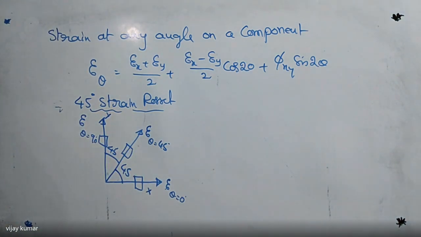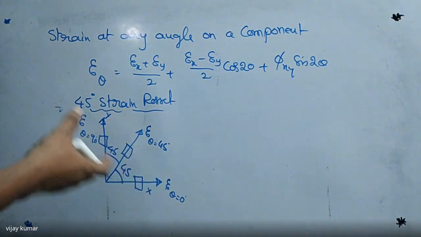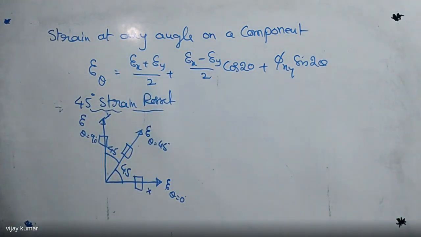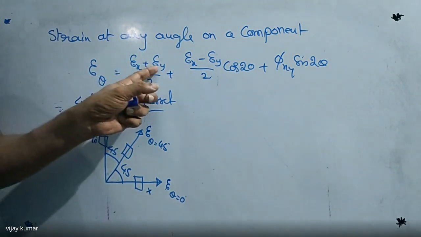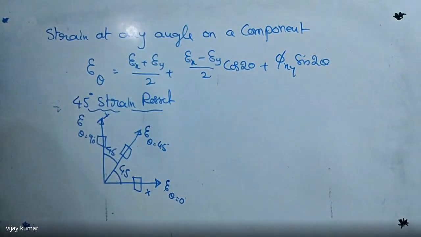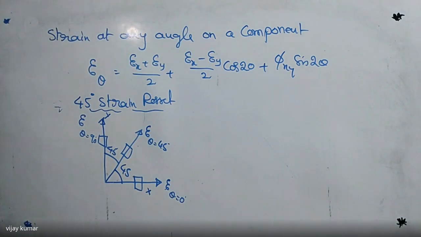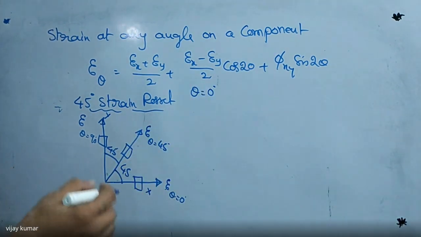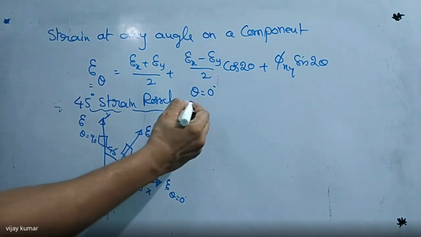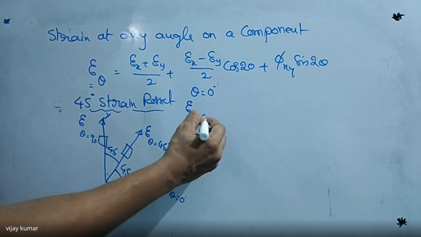So now listen carefully. I'm going to substitute those values. What are the values we are going to calculate here now? First of all, I want to find epsilon x, epsilon y, and phi xy also. Phi xy is equal to gamma xy by 2. Listen carefully here. So first of all, I'm going to take theta is equal to 0 degrees. So substitute here. That is epsilon theta at 0 degrees.